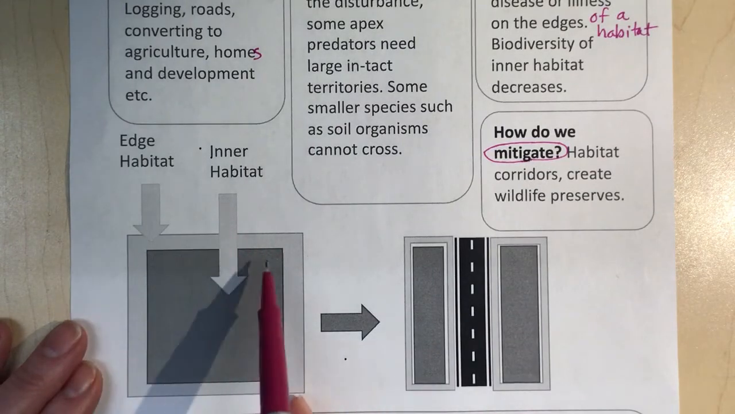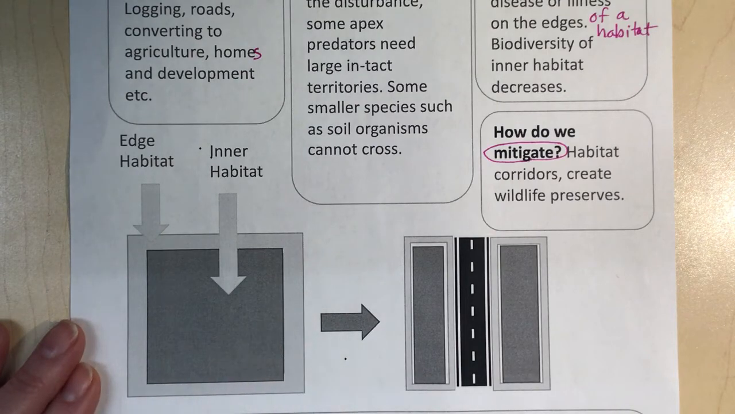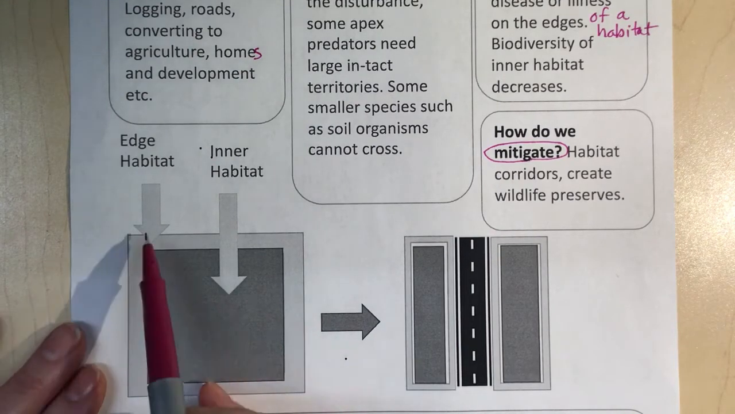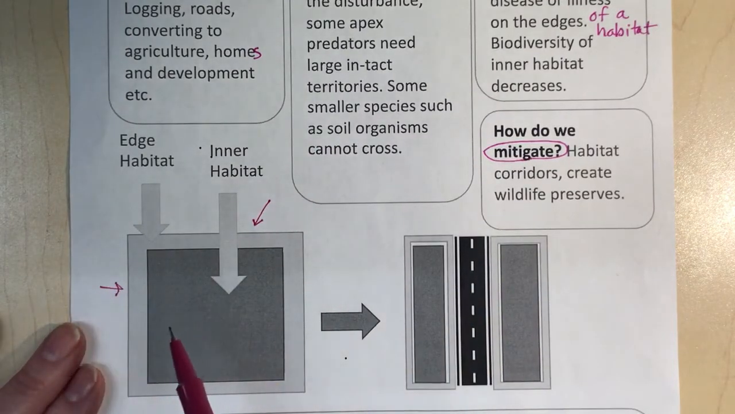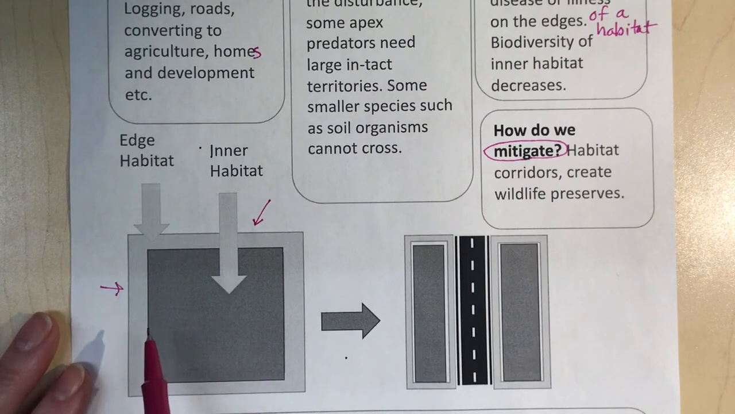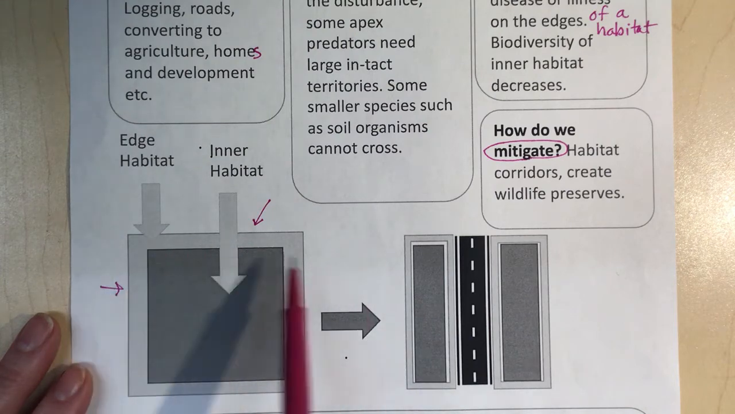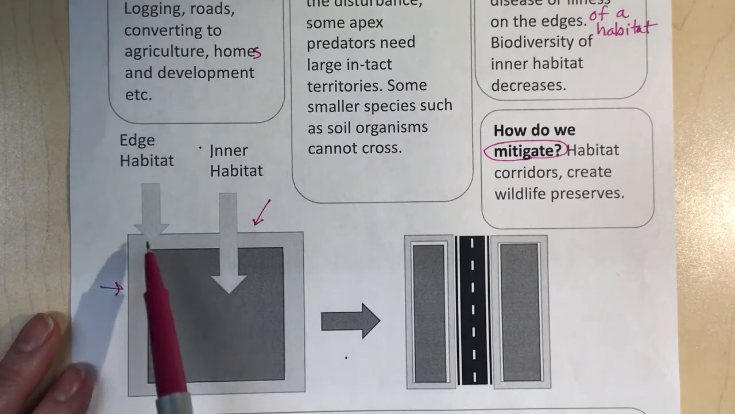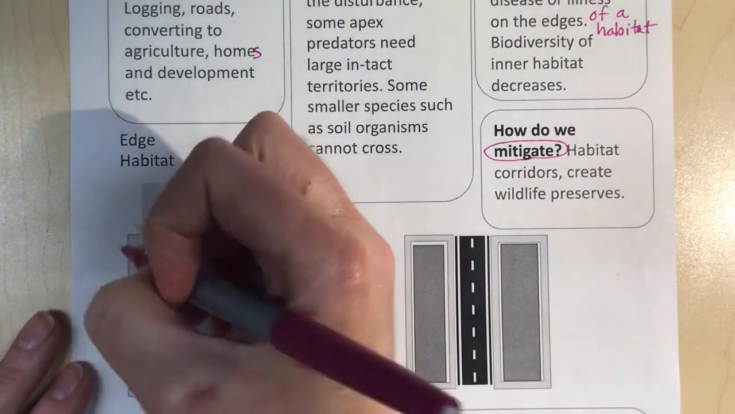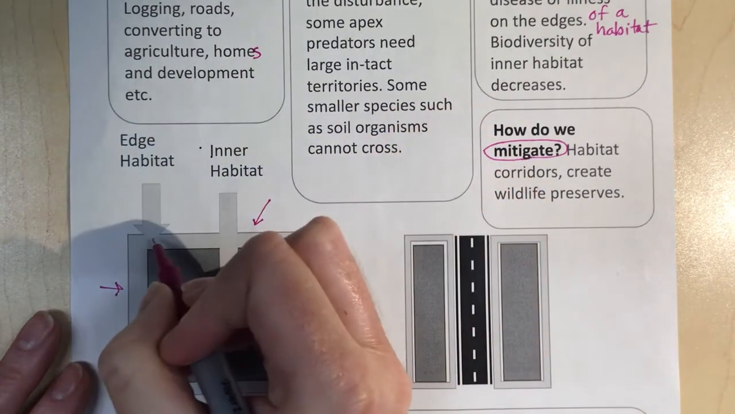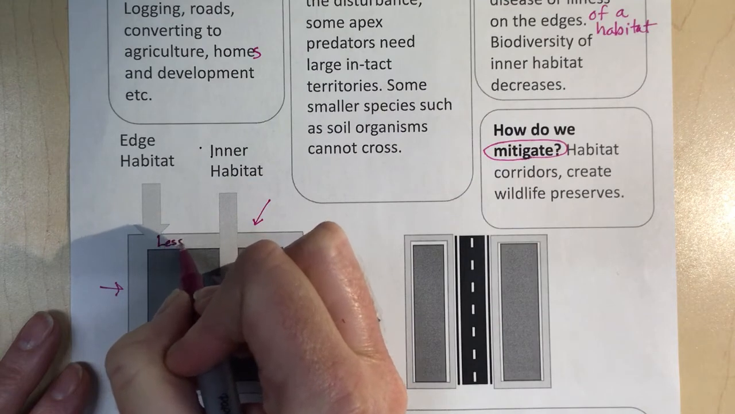So the inner habitat is like this. The edge habitat is here, and edge habitats tend to have less biodiversity and be more susceptible to diseases or illnesses that come in to plants. Plants get diseases, fungus, bark beetles, or insects that cause big problems to trees. And so they're more likely on the edges than the inner. And then you're going to have less biodiversity on the edges, but it's kind of interesting because you're going to have different species. So really on the edges, you're going to have less biodiversity.